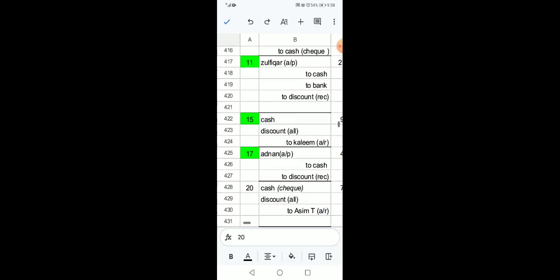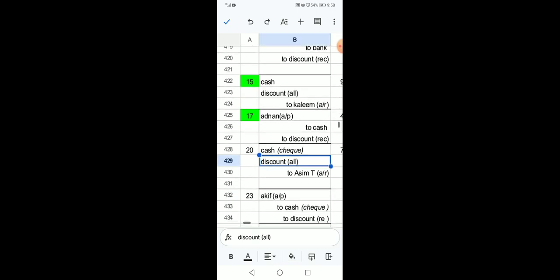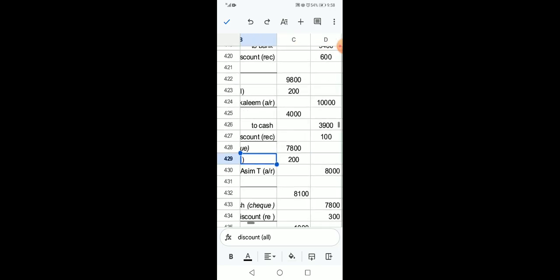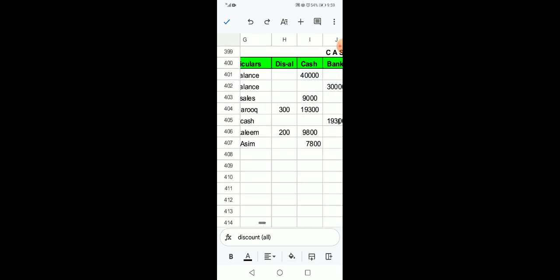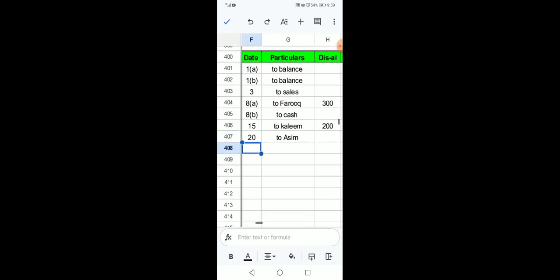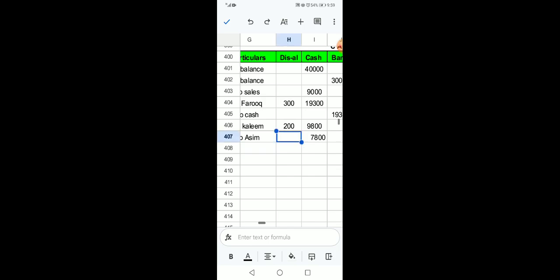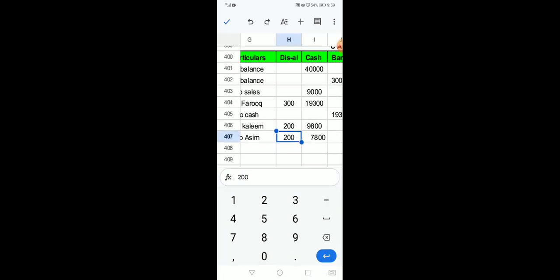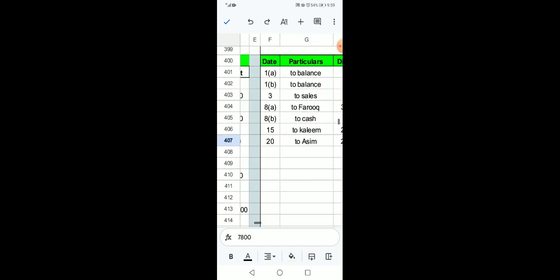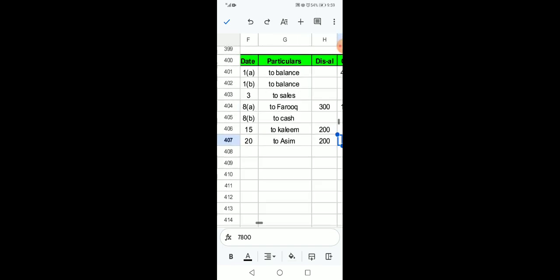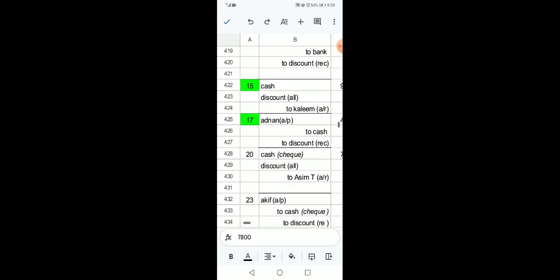It means in 20 there were two elements, and one element we have posted, cash. Second element is discount, which is 200. And you will go to the debit side of the discount. You may write 200 over here. You can repeat Asim and date. Instead of it, you will write 200 in discount column of the same line. As reference of 200 and 7800 is same, so you can use the same line. 200 is posted on debit side.